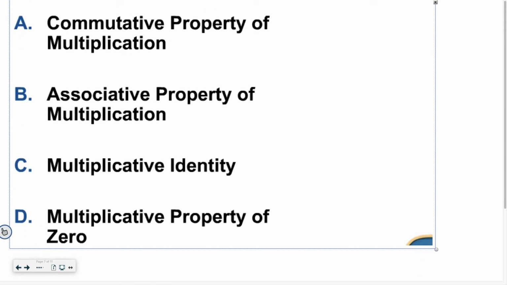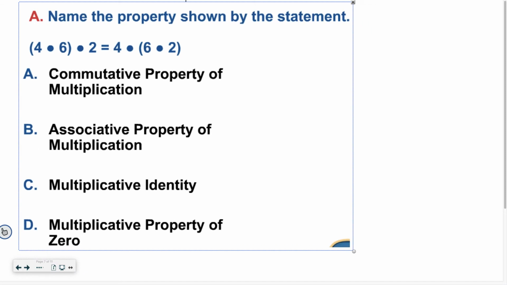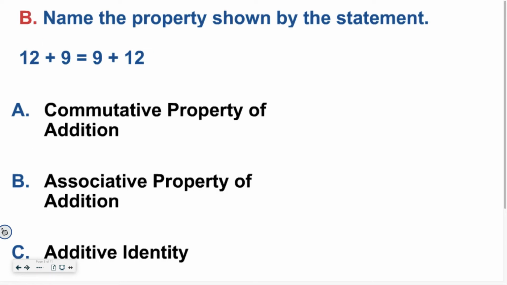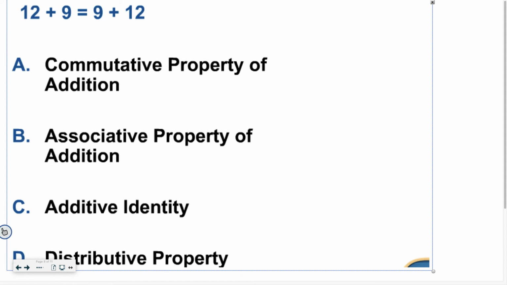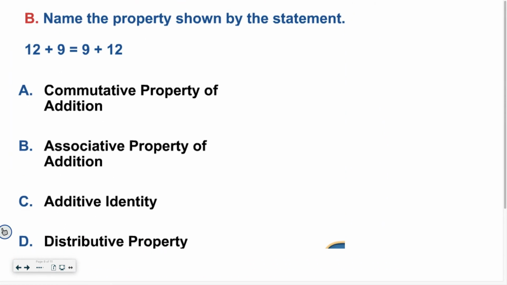All right, so then this next one, you're going to name the property shown by the statement. Good luck. Hopefully you said letter B, associative property of multiplication, because you saw all that they did was change the grouping of what was done first. Letter B is the same idea. Go ahead and solve this one. Good luck. Hopefully you said that this was the commutative property of addition, because you saw they just changed the order of the numbers.